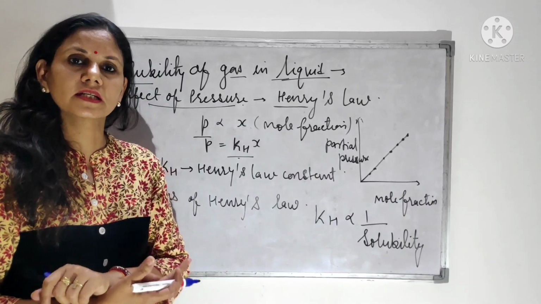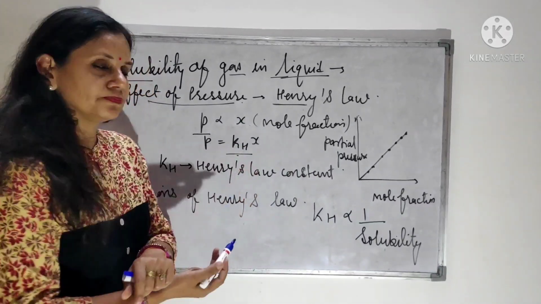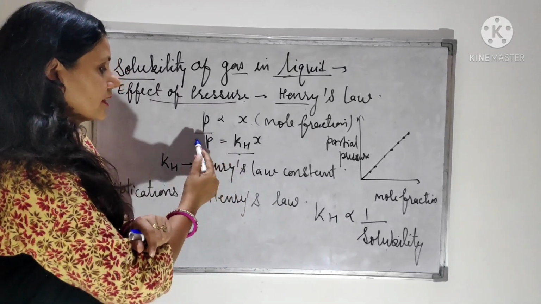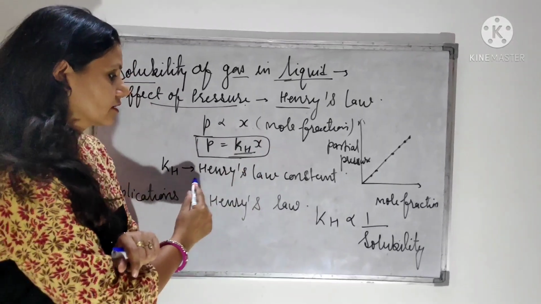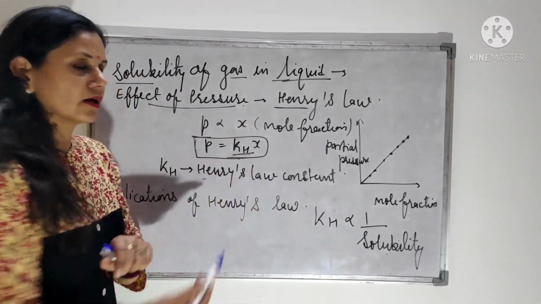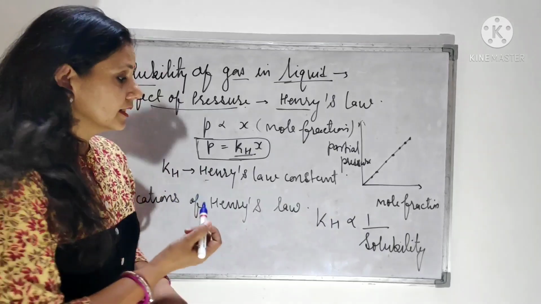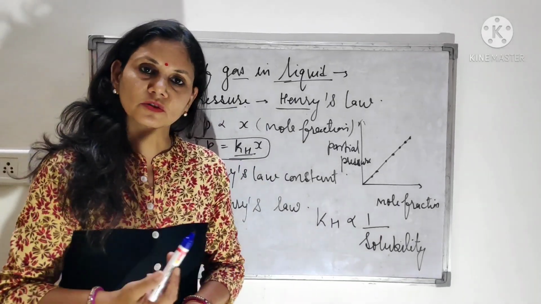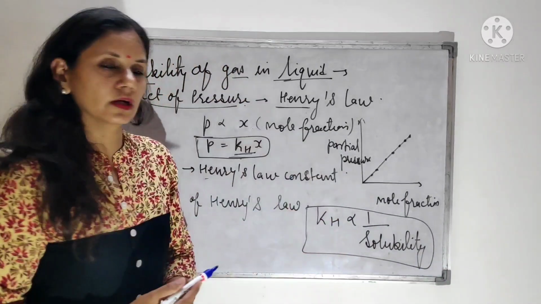K is constant, h stands for Henry. So Henry has given this: P is directly proportional to the mole fraction, and this is the Henry's law constant. Henry's law constant is different for nitrogen, oxygen and other gases. It is related with temperature, pressure and the solubility. This is the relationship between kh and the solubility.